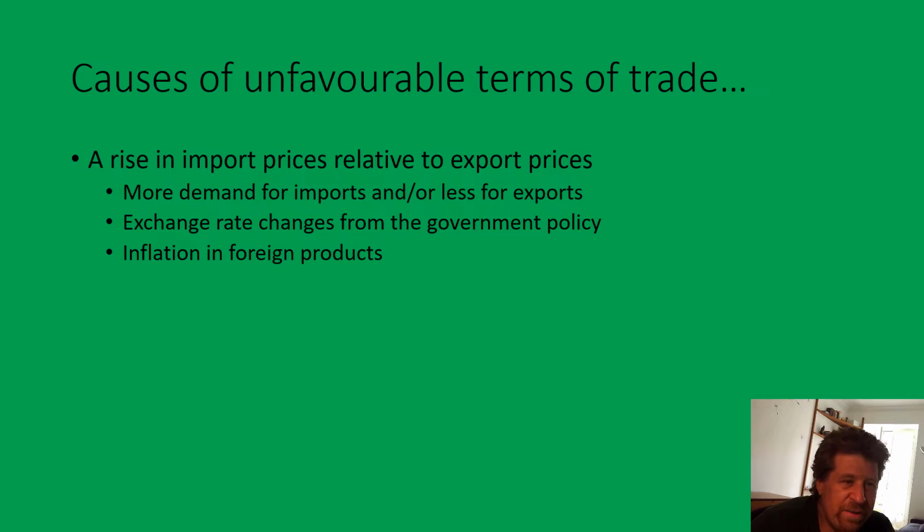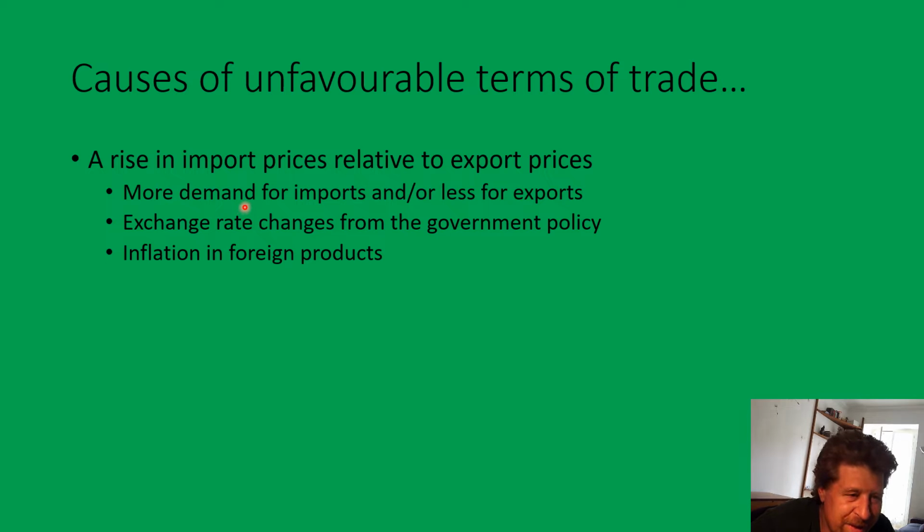What about the causes of unfavourable terms of trade? So here we've got again a rise in import prices relative to export prices. Again, they can be both going up, but if import prices are going up faster, you're going to have an unfavourable terms of trade. You're getting less for what you produce. And that can be because of more demand for imports and less for exports. That's why prices go up.